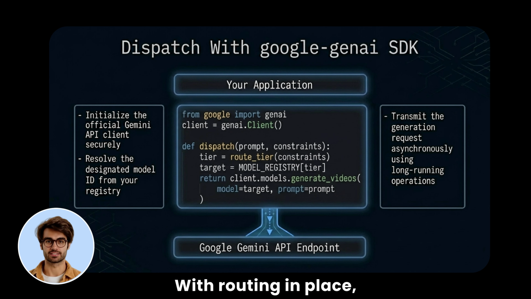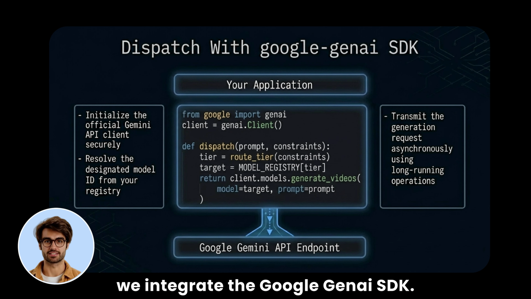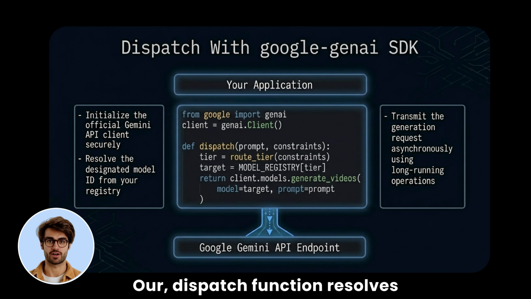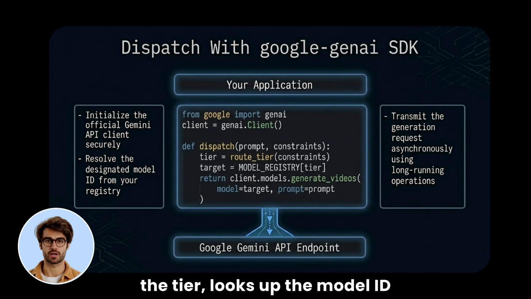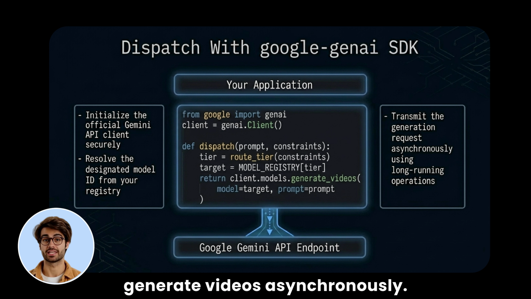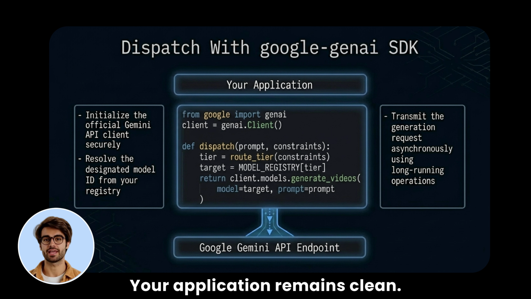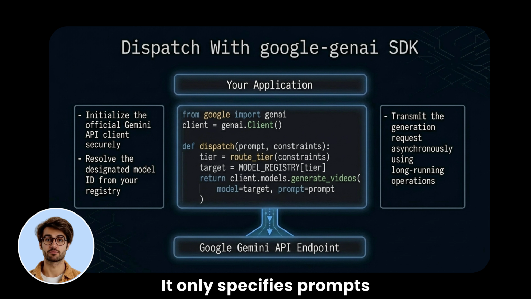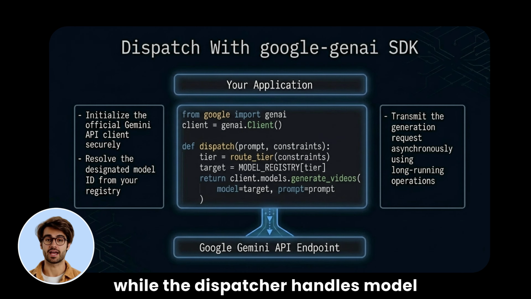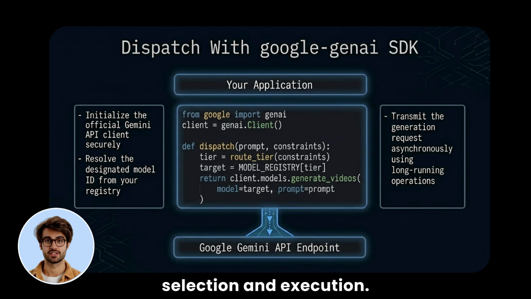With routing in place, we integrate the google-genai SDK. Our dispatch function resolves the tier, looks up the model ID from the registry, and calls generate videos asynchronously. Your application remains clean. It only specifies prompts and constraints, while the dispatcher handles model selection and execution.